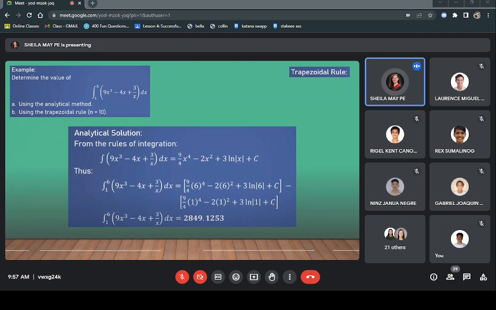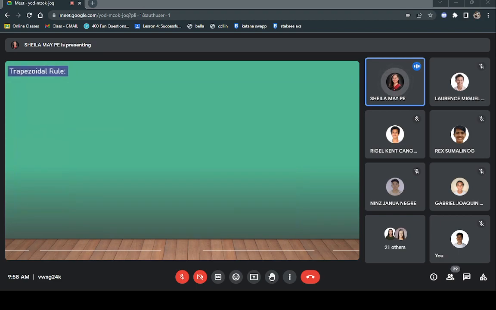Next, we need to solve it using the trapezoidal rule. For the trapezoidal rule, I already introduced the formula to you, right? So that's h over 2, where h is our step, multiplied by y sub 0, that's the first outer base, the left outer base, plus 2 times the summation of our yi, the bases between our outer bases, plus yn. Our yn is the last base, the right outer base from our curve.